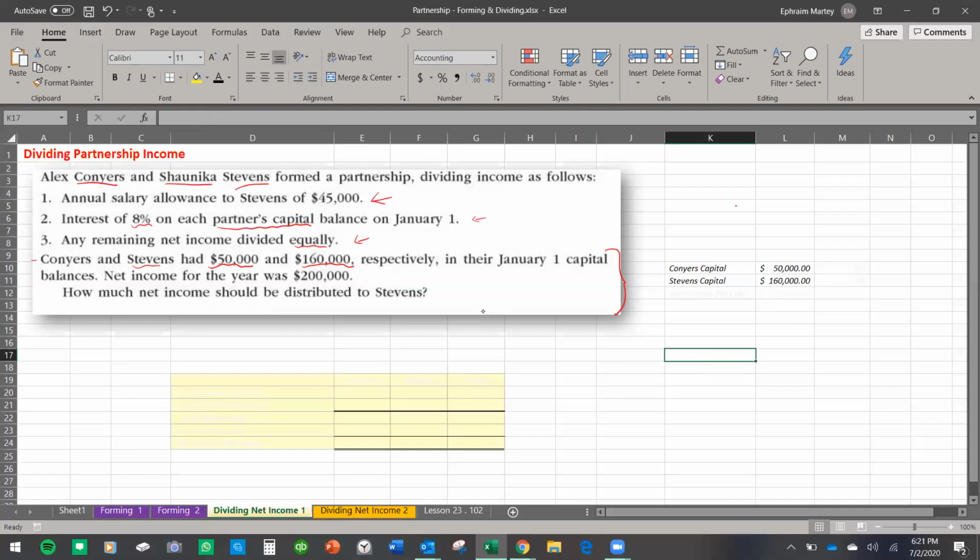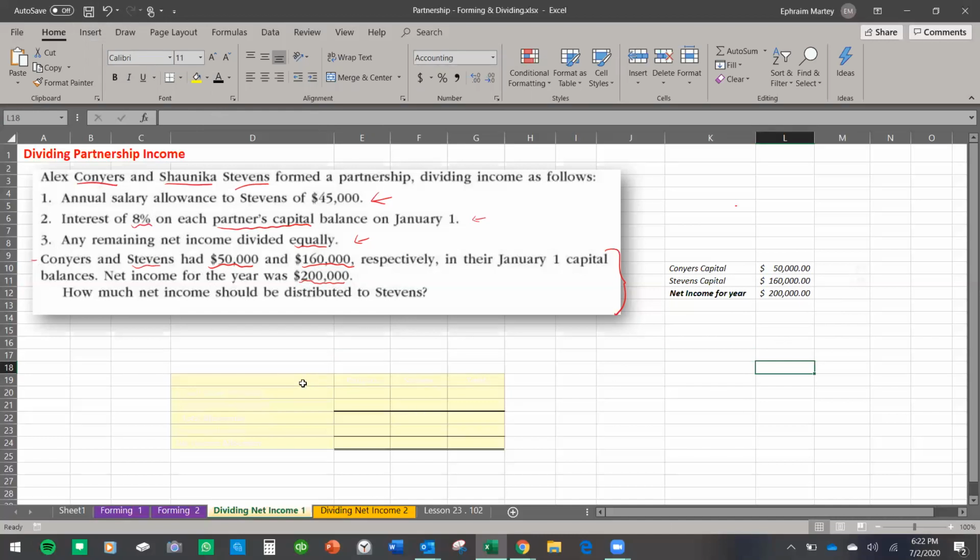But what are they sharing? They are sharing net income, so the net income is going to be shared among these partners. The net income is 200,000, so I'm going to list the 200,000. Now I have the information I need for now.